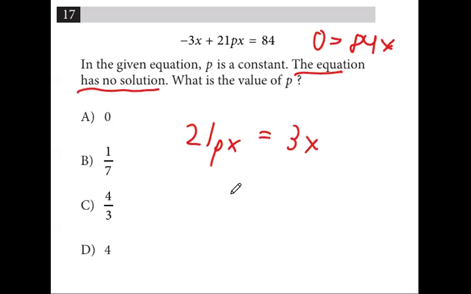So that's why we know that this has to equal positive 3x. So we divide both sides by 21. I mean, we can actually divide both sides by 21x, and we get p is equal to 3 over 21, which is just 1 over 7. So what is the value of p? The answer is 1 over 7. And choose B.